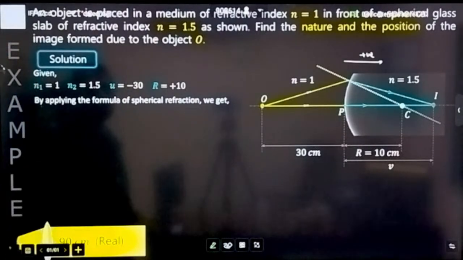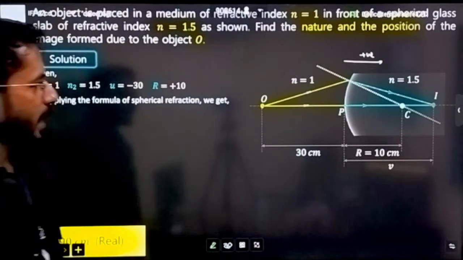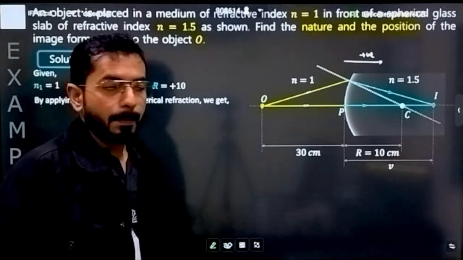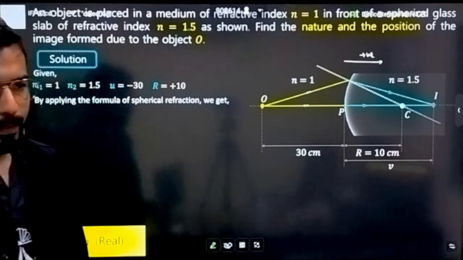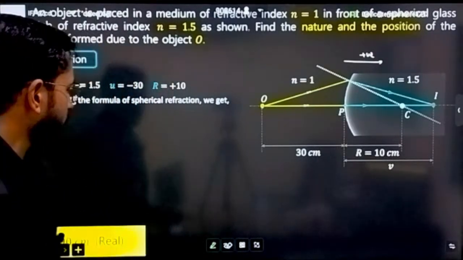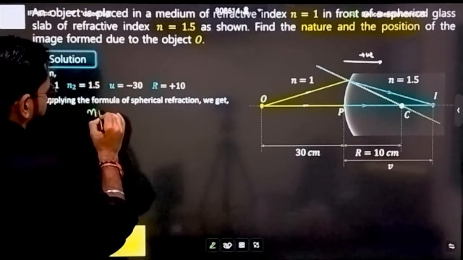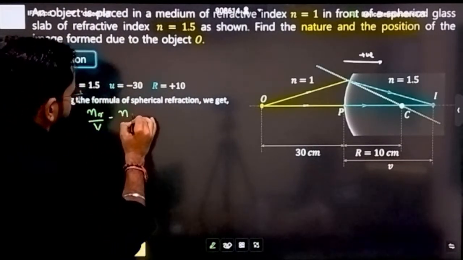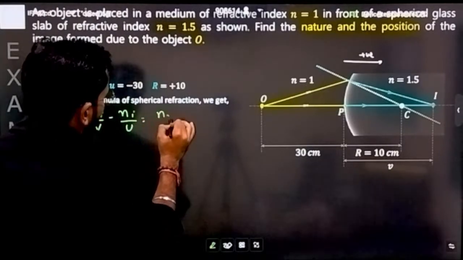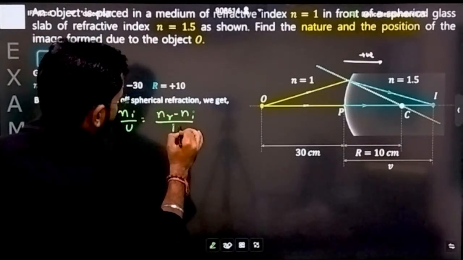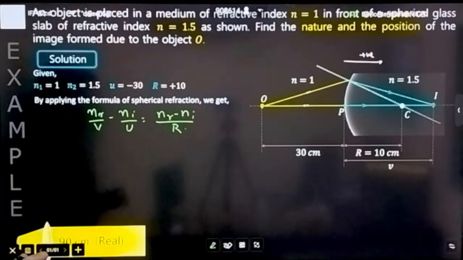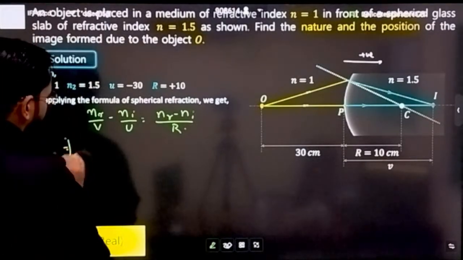Find the nature and the position of the image formed due to the object. You have to calculate what is the nature and the position of the image. So how can we calculate the position? Let's see. I will write the equation: nr by v minus ni by u is equal to nr minus ni divided by r. Correct? Now put the values.